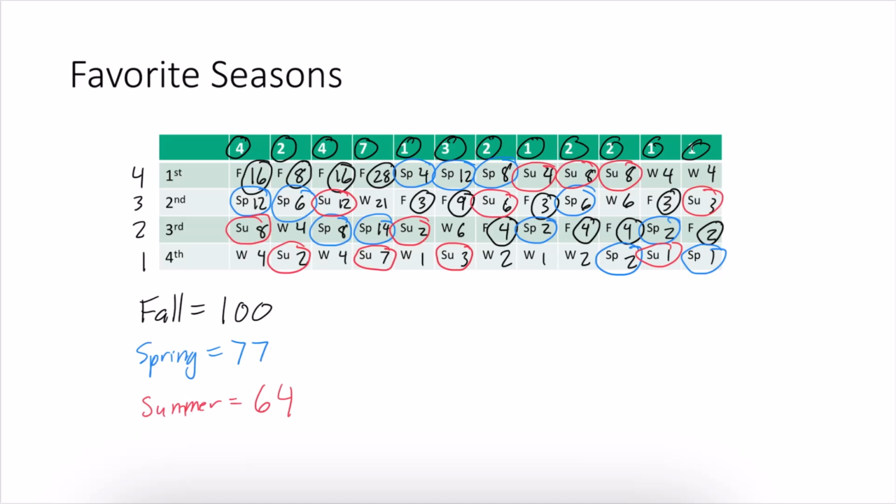And then for winter, we'll go 4 plus 4 plus 4 plus 21 plus 1 plus 6 plus 2 plus 1 plus 2 plus 6 plus 4 plus 4. And when I add all of that up, we get a weighted count of 59 for winter. And so the winner of this preference vote would be the fall season, because that is the season that has the highest weighted count. And that's how you do that problem.